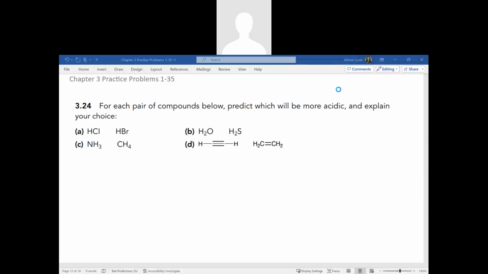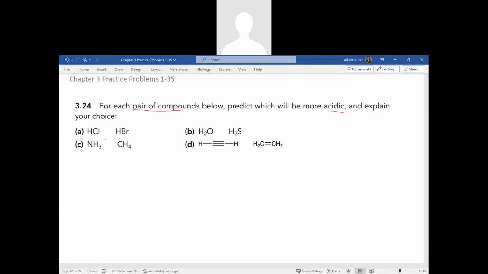For problem 24 from chapter 3, we are given 4 pairs of compounds, and we're asked to predict which of each in the pairs is more acidic. And then we want to explain our choice. So let's take a look at the pair that we're given in example A here.